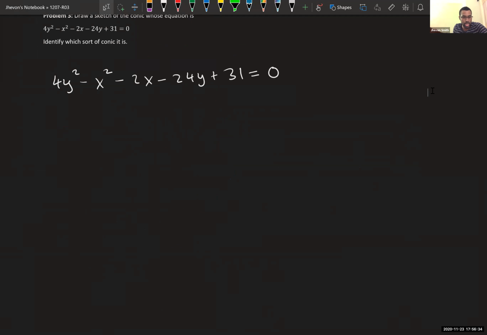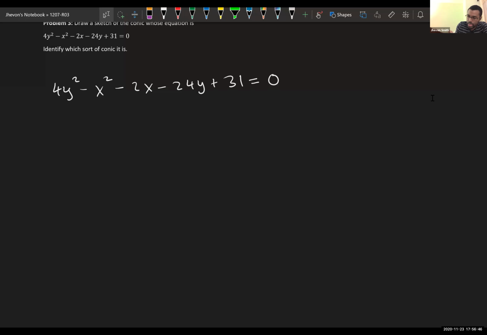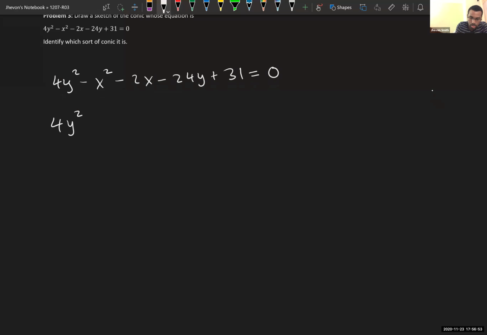Initially, it looks like it might be going in the y direction. However, I don't know what the constant on the other side is going to be, so I'm not going to make any predictions right now. What we would want to do, again, is group the x's and y's. Move the constant to the other side.